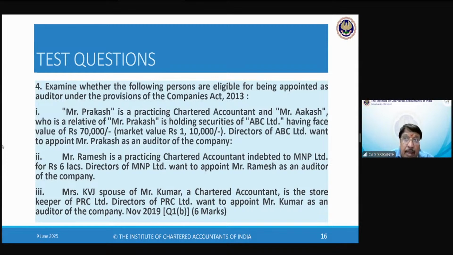Okay. See, an employee of the company cannot be an auditor. Please don't confuse. An employee of the company cannot be appointed auditor. Here we are not appointing Mrs. Kumar. We are appointing Kumar. Kumar's relative should not be a key managerial person. Mrs. Kumar is not a key managerial person. So Mr. Kumar can be appointed. Please understand. Don't get confused. Suppose Mr. Kumar is an employee of this company, he cannot be. But Mrs. Kumar is an employee, and she is not a key managerial person. Therefore, Kumar can be appointed as an auditor.